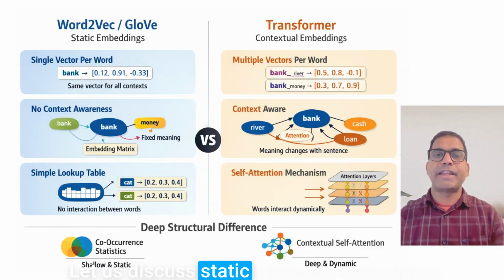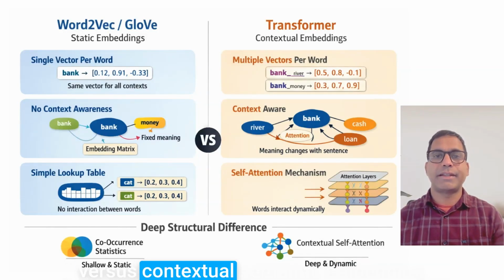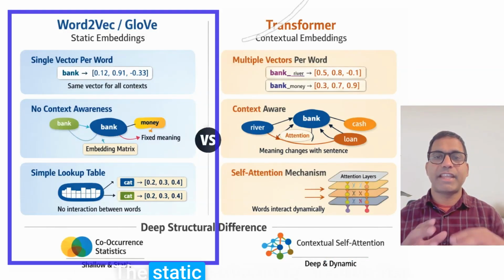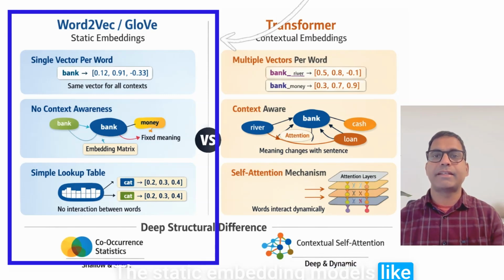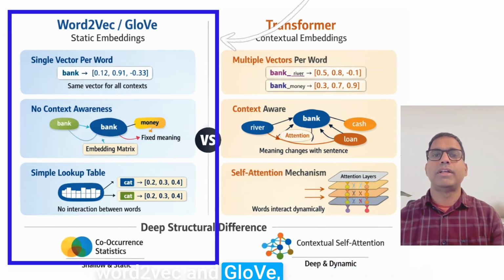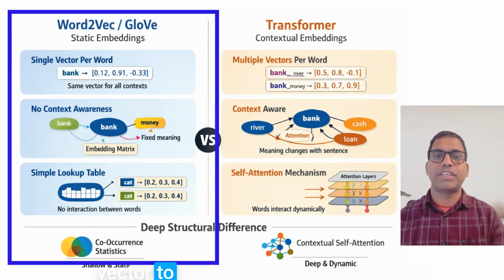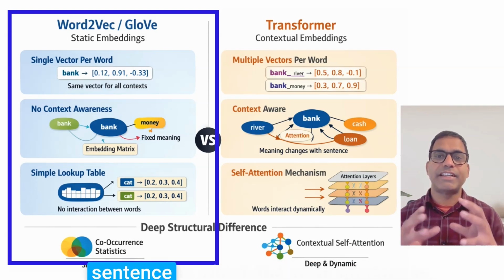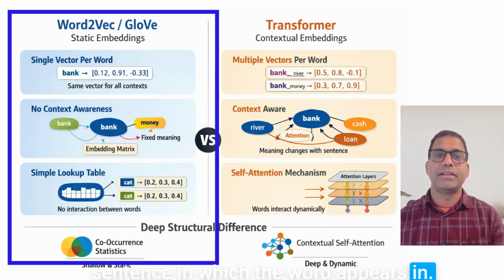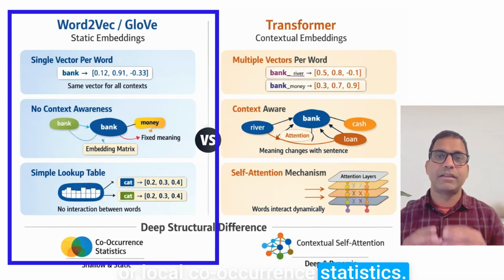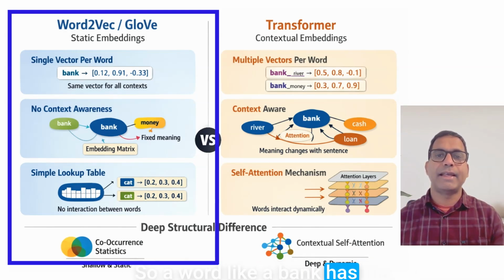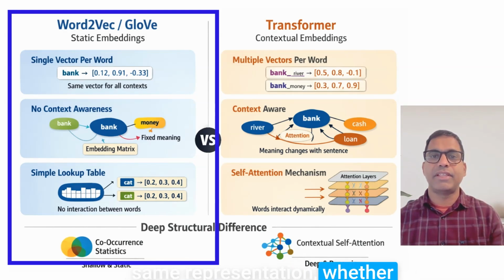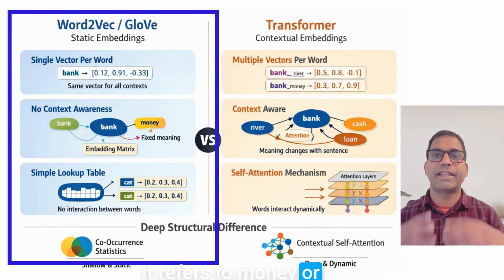Let us discuss static semantic embedding versus contextual semantic embedding. The static embedding models like word2vec and GloVe assign one fixed vector to each word regardless of the sentence in which the word appears. They learn meaning from global or local co-occurrence statistics, so a word like bank has the same representation whether it refers to money or a river.